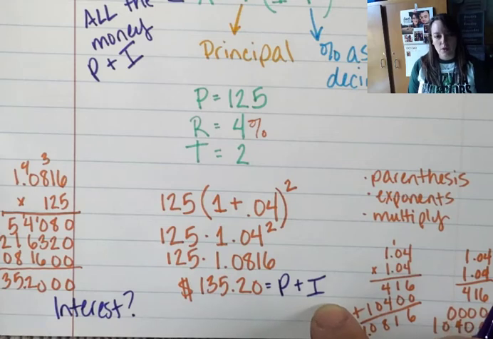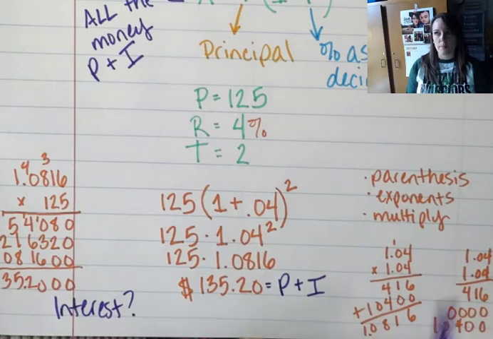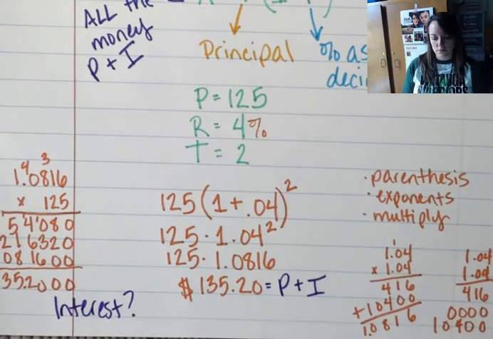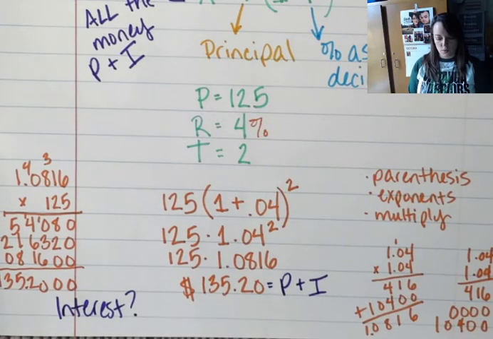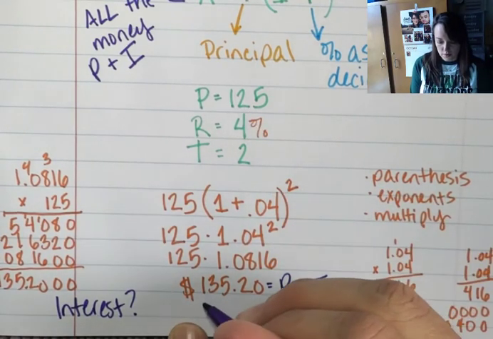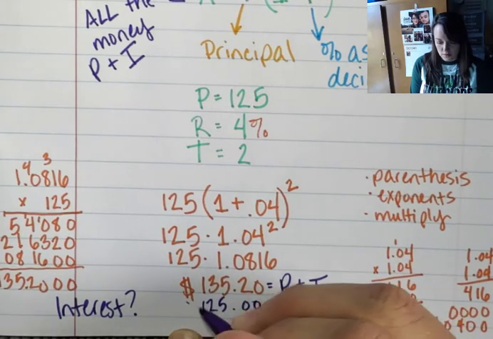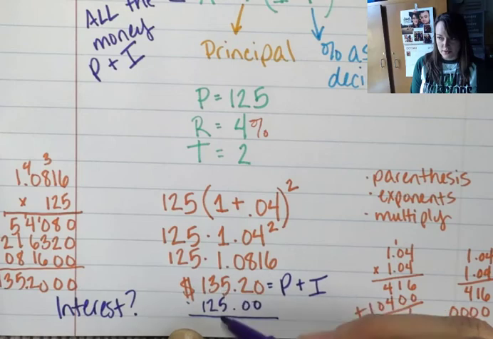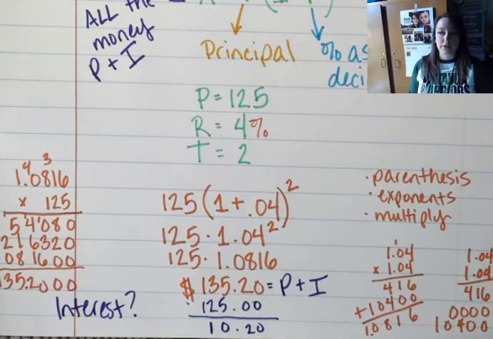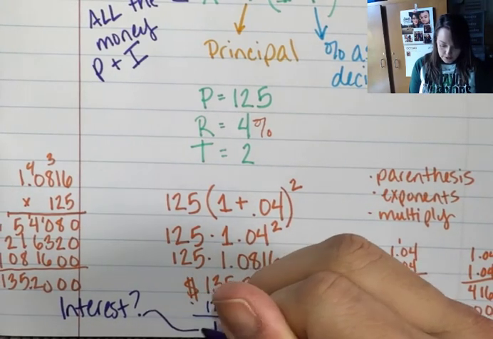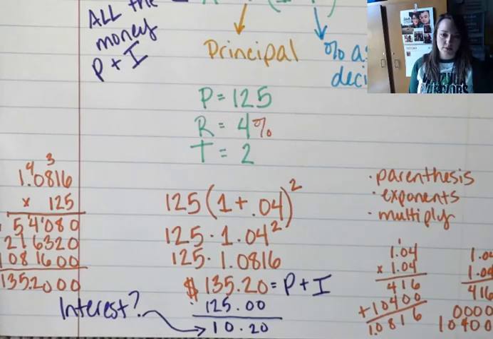How much money did I put in? Look at the top. What money did I put in? Principal, 125. And then at the end of 2 years, I have 135.20. What did they add to it? Oh, so you subtract the principal from the total amount. Subtract these two: $10.20. There you go. So over 2 years, I earned $10.20.